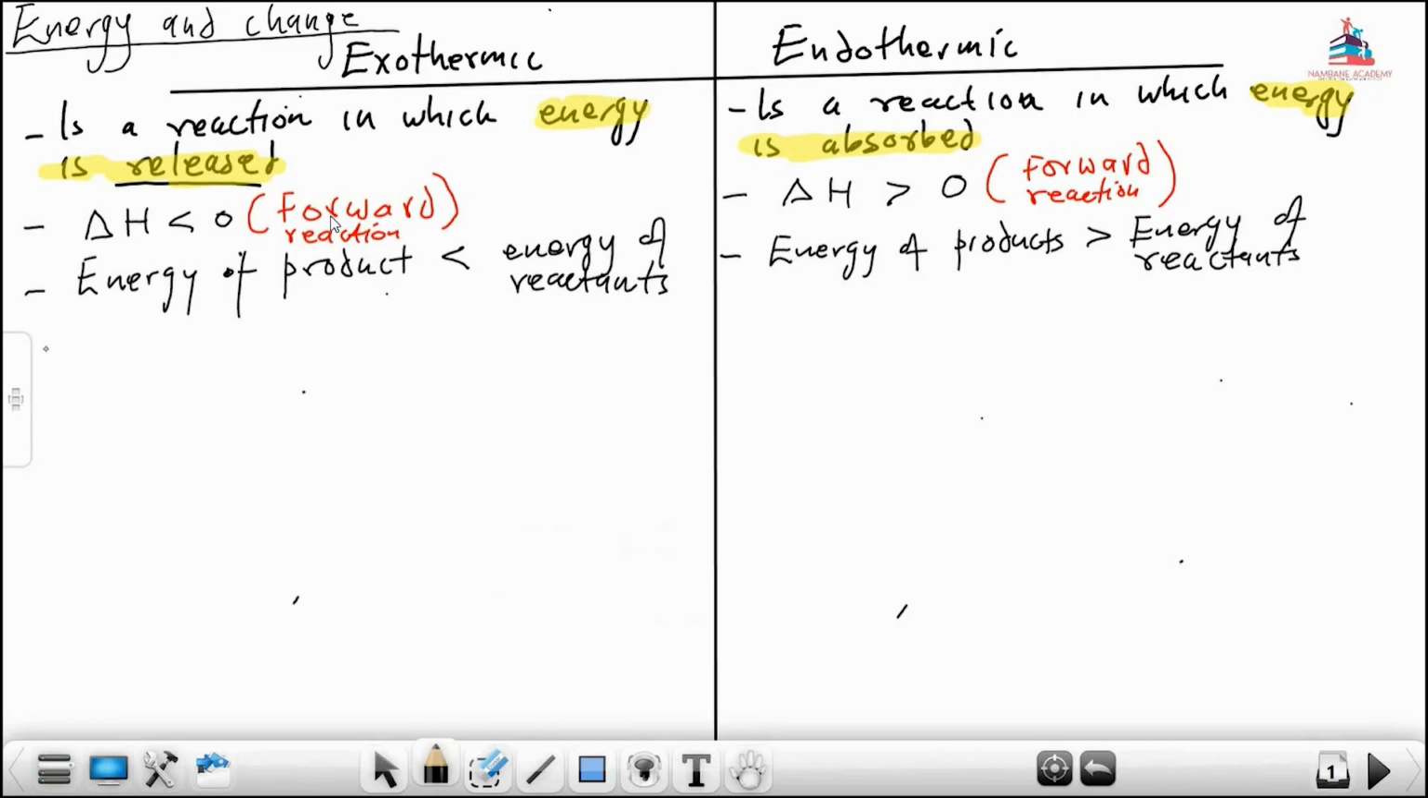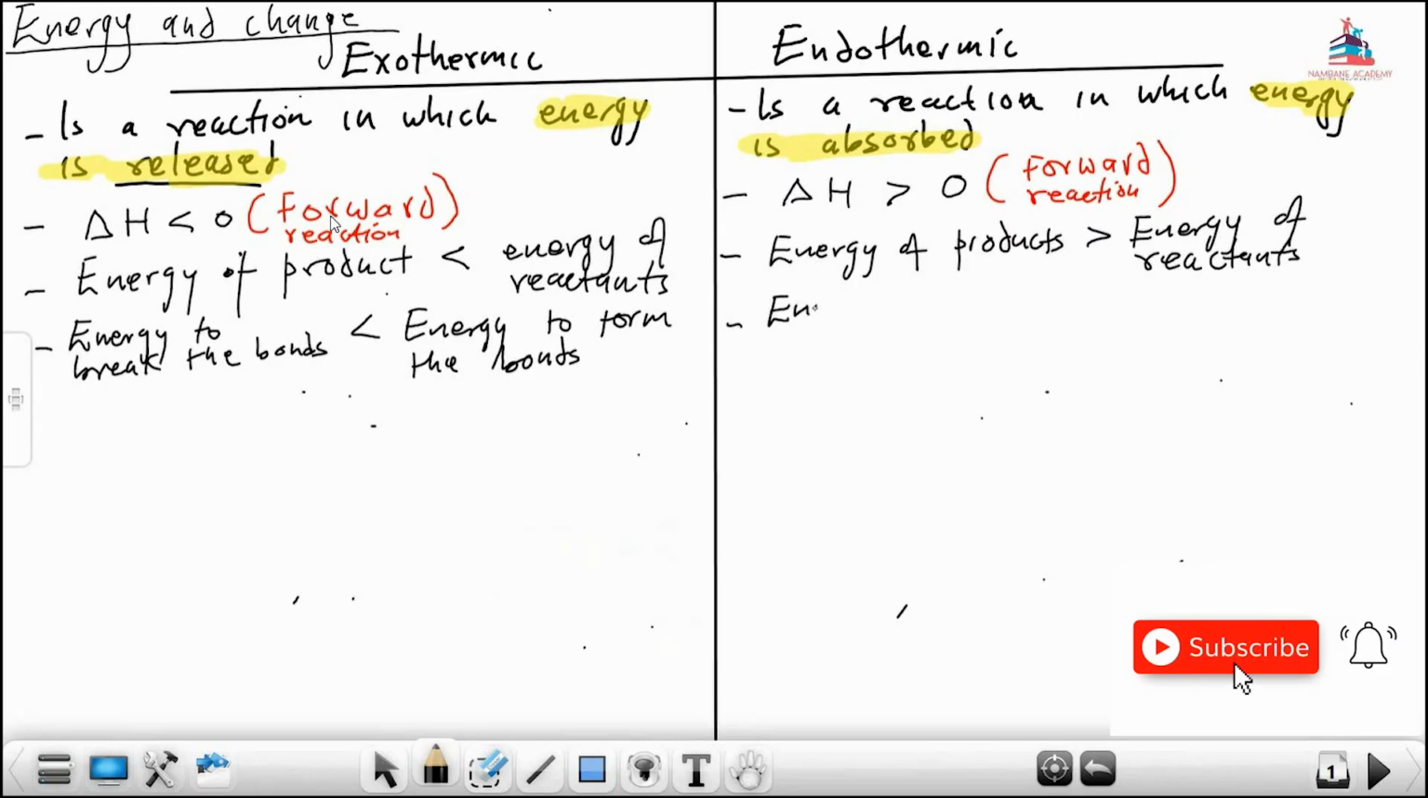Now, at number 4, we say the energy to break the bonds is smaller than the energy to form the bonds. And we further say the energy to break the bonds is greater than the energy to form the bonds.